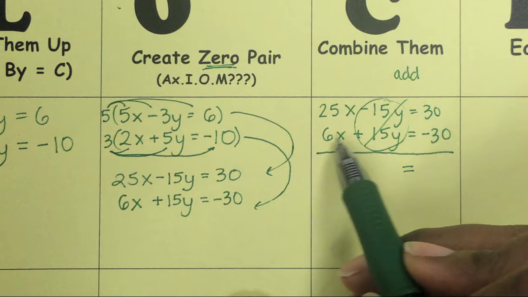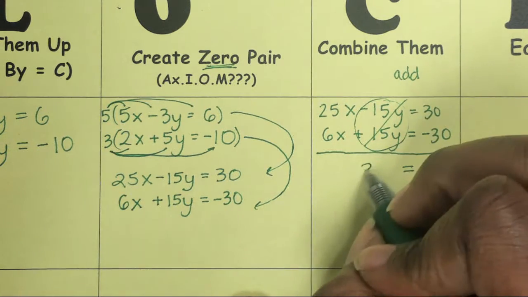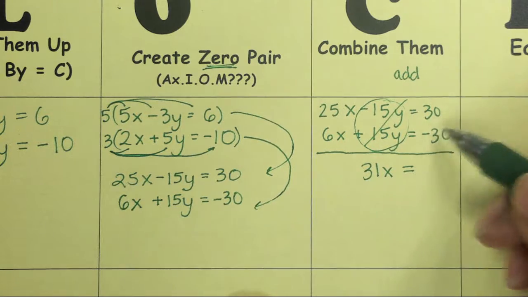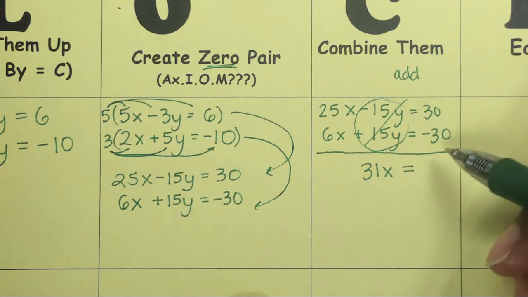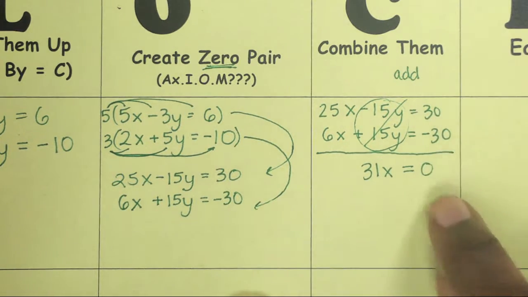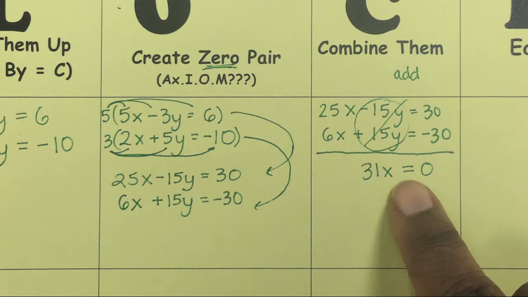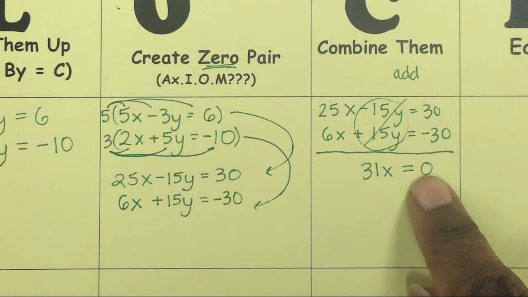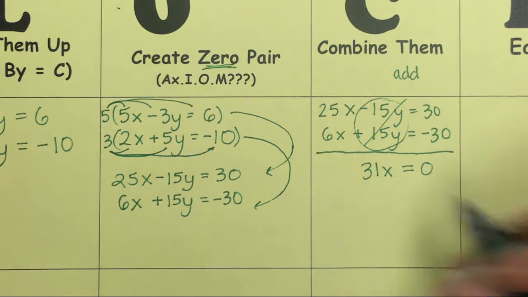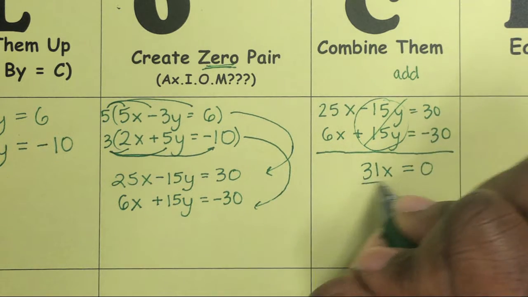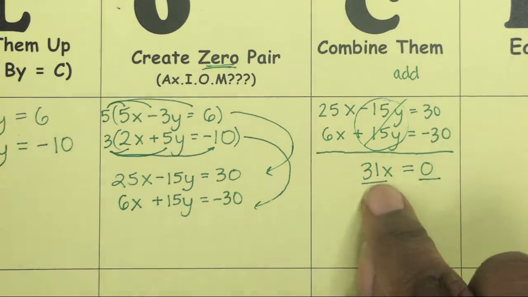25x plus 6x. Positive plus a positive, that's 31x. Then over here, notice that's kind of like another zero pair. So please write 0, because if you don't write anything, you're going to say 31x equals blank. You're going to be confused, okay? So 31x equals 0. So what are we going to divide by?